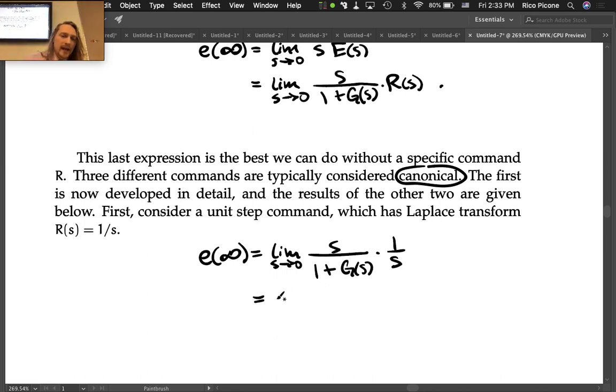Now, we have a nice thing happen here, right? The s's cancel. I mean, nice, depends on how you look at it. You might have been like, I was fine with the s there. I didn't have any particular persuasion either way. But this just leaves us with the limit as s goes to 0 of 1 over 1 plus g of s.